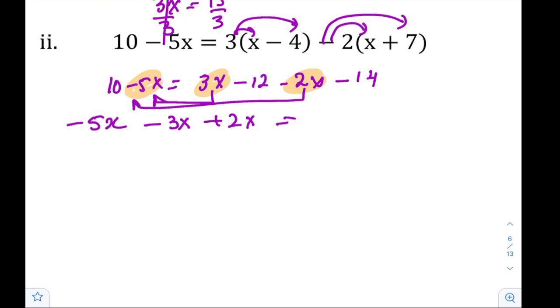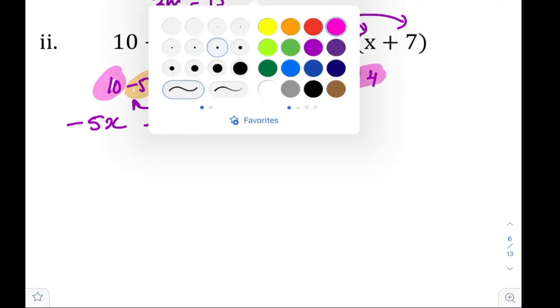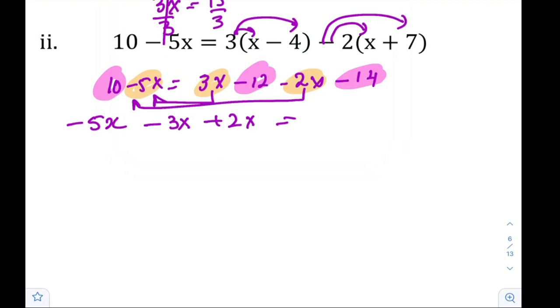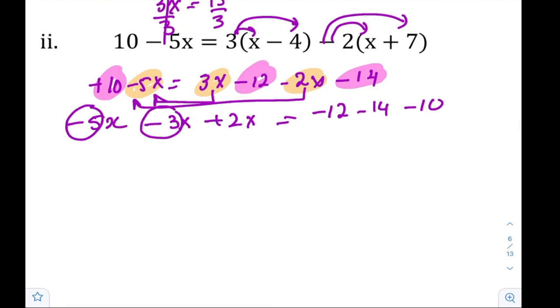Now let's shift all the numbers to the other side. We have here 10, negative 12, negative 14. The negative 12 and the negative 14 will not change. The 10 will go there as negative 10. This was positive, so it becomes negative 10. I'm doing everything in one step for simple calculations. Now just add the like terms. Negative 5 plus negative 3 is negative 8. Negative 8 plus 2 is negative 6x equals negative 12 minus 14 is negative 26. Negative 26 minus 10 is negative 36.